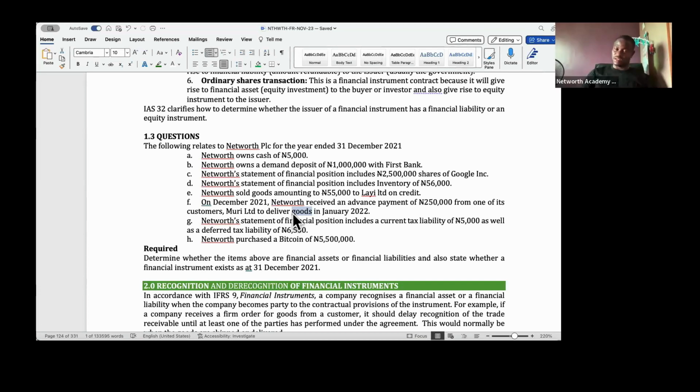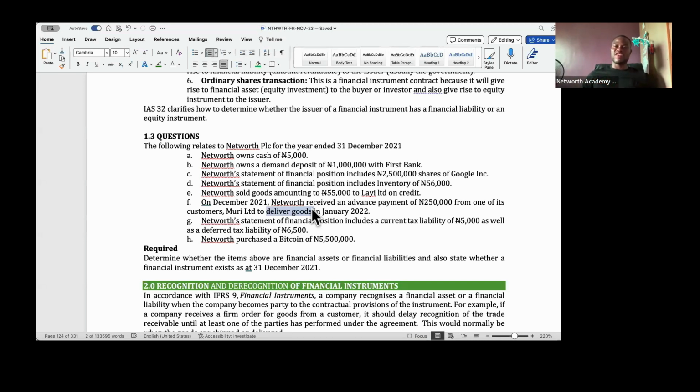So the reason is this. The definition I give you for financial liability is that it is a contractual obligation to deliver cash. This one, what Networth has an obligation to deliver is goods. So this is not a financial liability. When the obligation you have is to deliver anything else other than cash, that is not a financial liability.